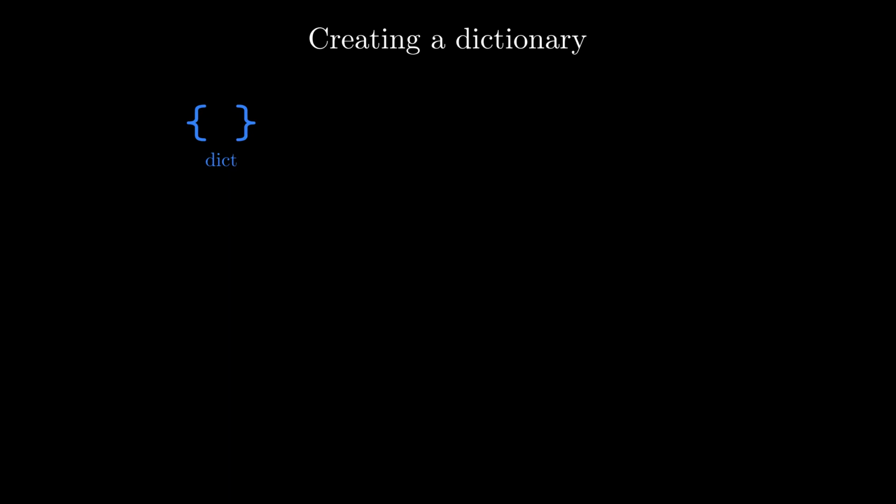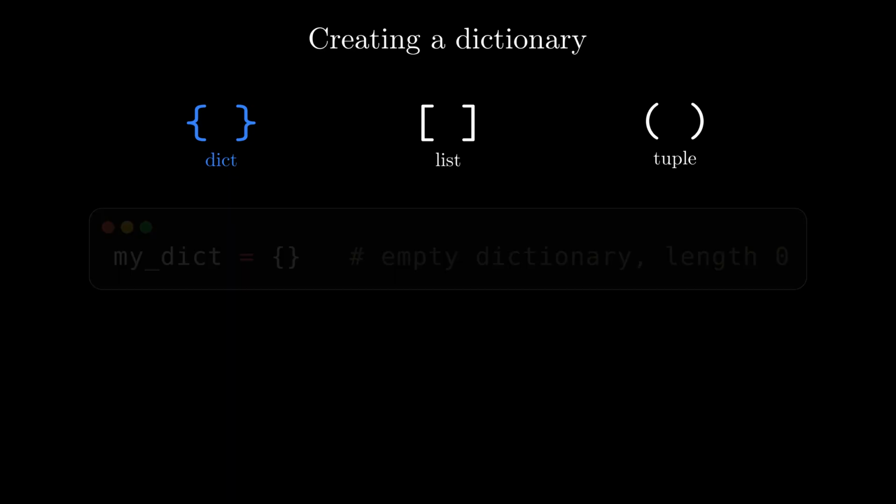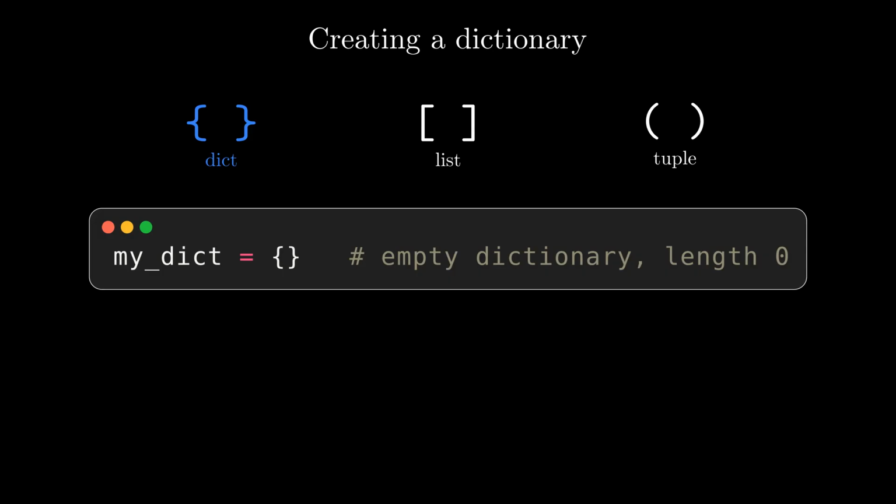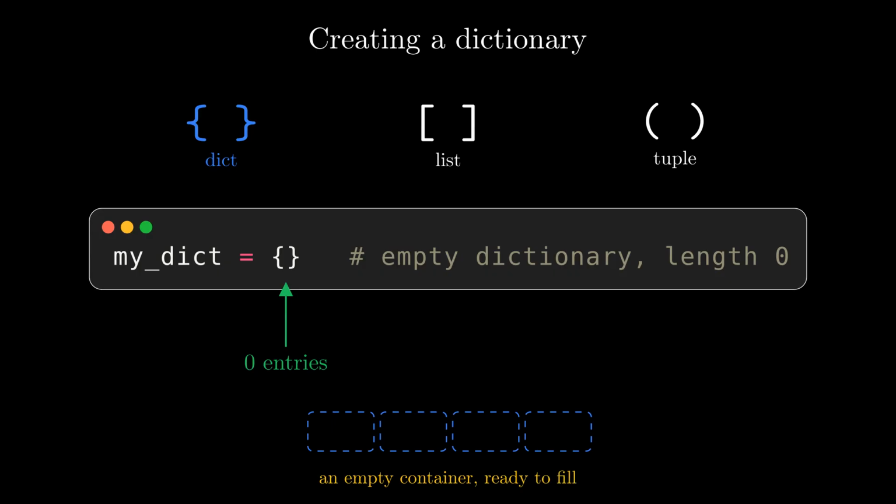Dictionaries use curly braces the same way lists use square brackets and tuples use parentheses. The simplest dictionary of all is the empty one. The name, equals, and a pair of curly braces with nothing between them. That creates a dictionary in memory with 0 entries. Its length is 0. It's an empty container, ready for us to fill.